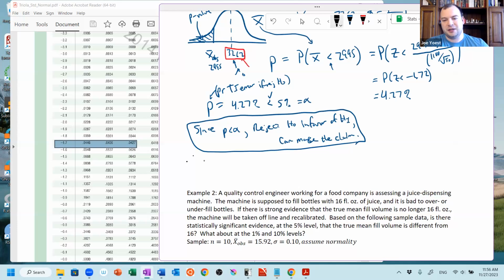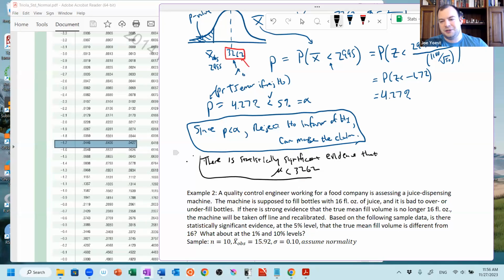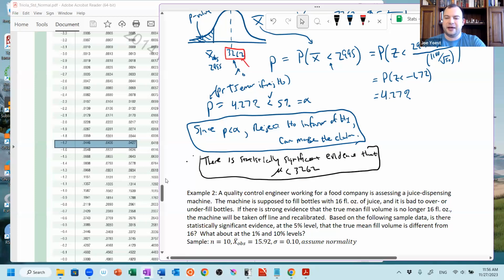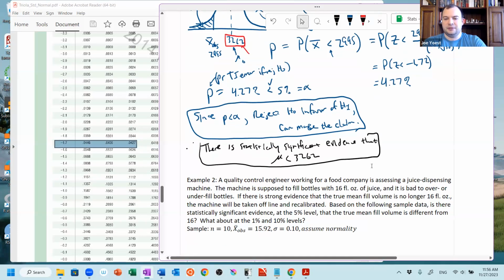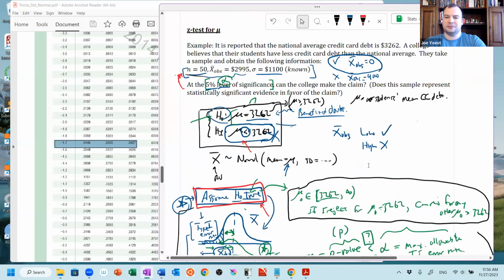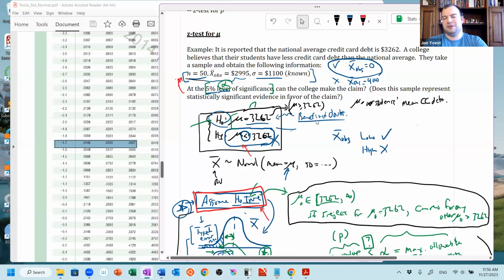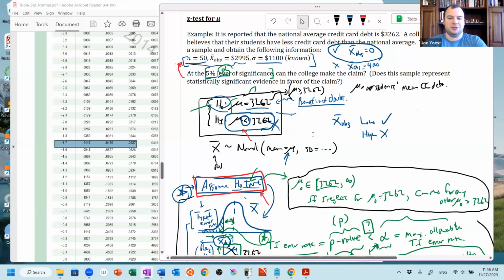But another thing we might say is that there is statistically significant evidence that mu is less than 3262, or statistically significant evidence in favor of H1 or something like that. Or something like this sample represents statistically significant evidence that mu is less than 3262, right? There's a bunch of different ways to kind of phrase these results.